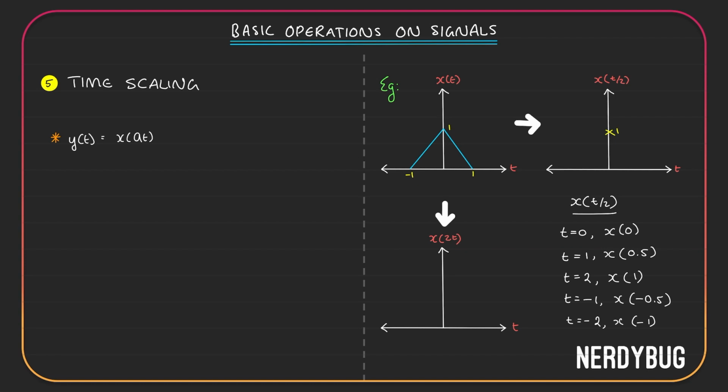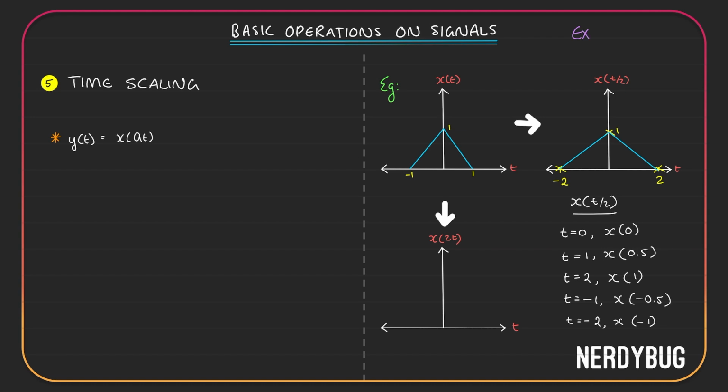Now, where does x of minus 1 go? X of minus 1 goes to t equals minus 2. So let me mark minus 2 over here, and this is where I will get this particular value. Similarly, x of 1 will be at t equals 2. So I have to mark 2, and this is where I will get x of 1, that is this point. So to get the whole signal, I will join them, and this is what I get.